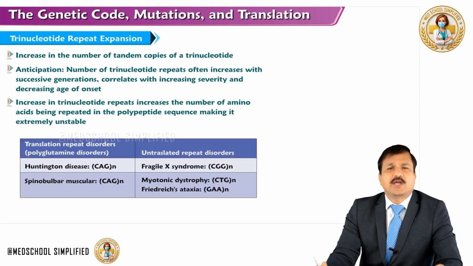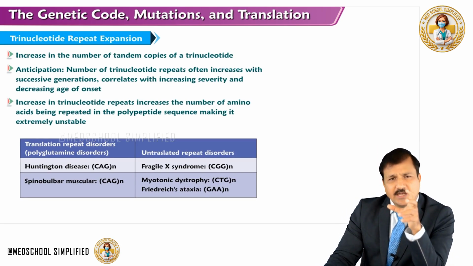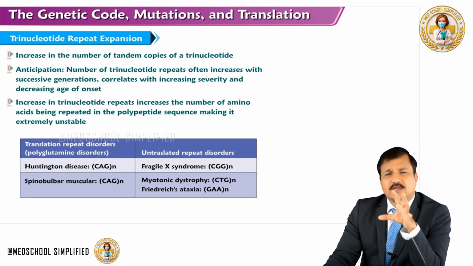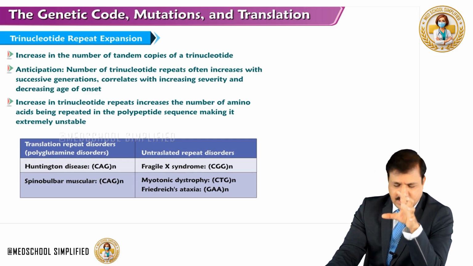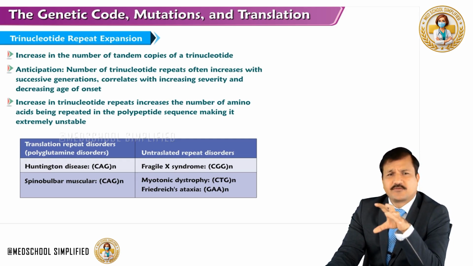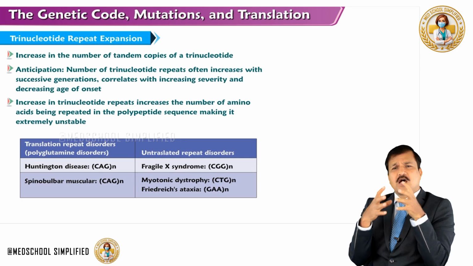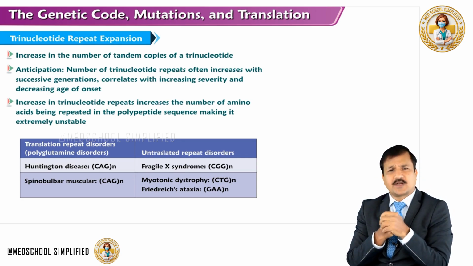Coming to trinucleotide repeat expansion. The mutant alleles in certain diseases like Huntington disease, Fragile X syndrome, as given here in the table, or myotonic dystrophy, differ from their normal counterparts only in the number of tandem copies of a trinucleotide.